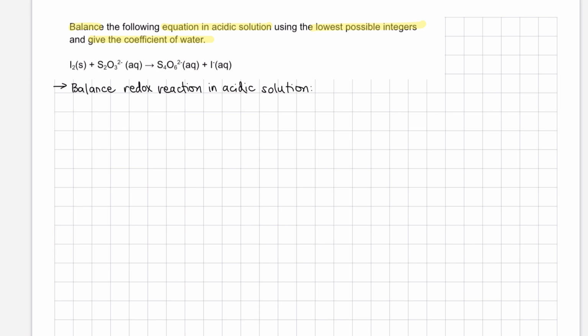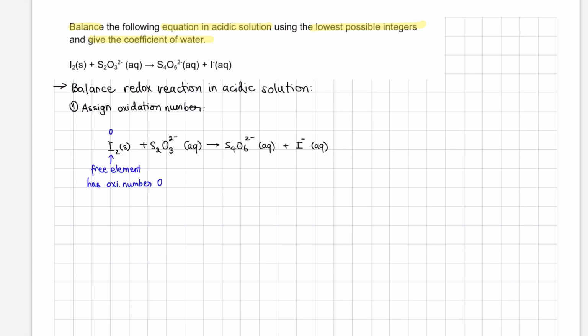The steps to do that are as follows. Step 1 is to assign oxidation numbers to each element in the equation. So first, I'm just going to rewrite the equation. Next, let's talk about I2. It's a free element, and free elements have an oxidation number of 0. So the oxidation number of iodine here is 0.